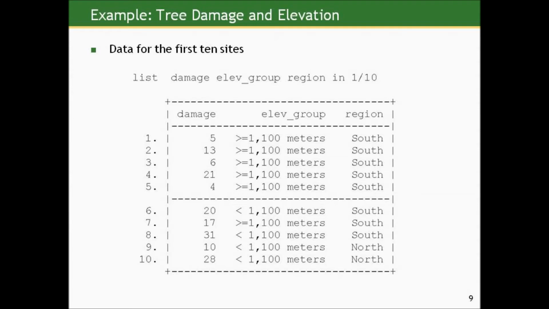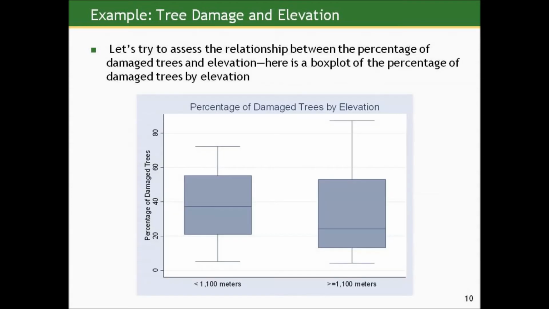So the first site has 5% damage. And then the elevation group, which is actually a 0 or 1 variable, a numerical variable with a text label, and you're seeing the text label that gives the height group. And then similarly for the region, a 0 or 1, which has a text label. So let's try and assess the relationship between the percentage of damaged trees and elevation visually.